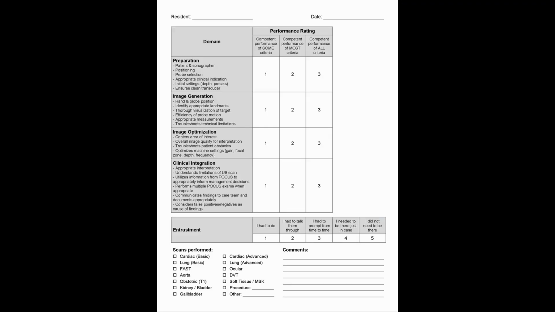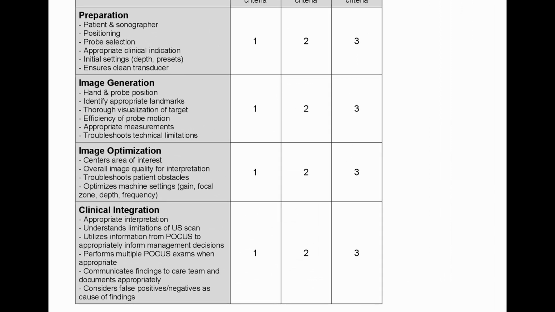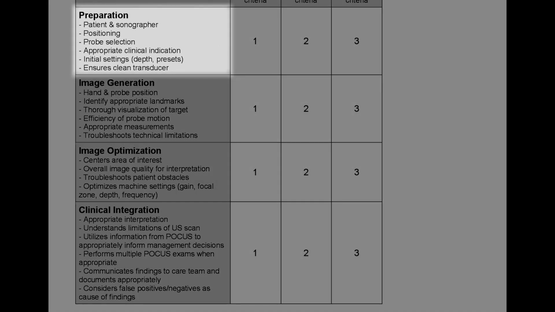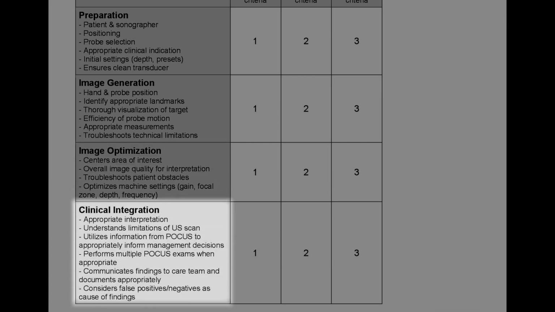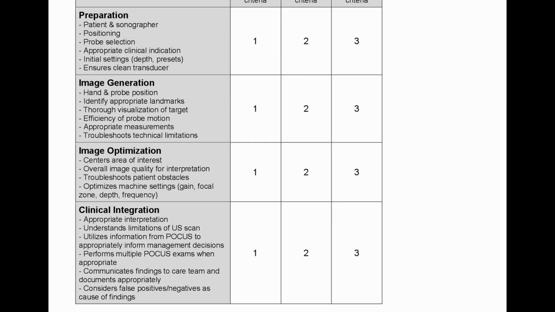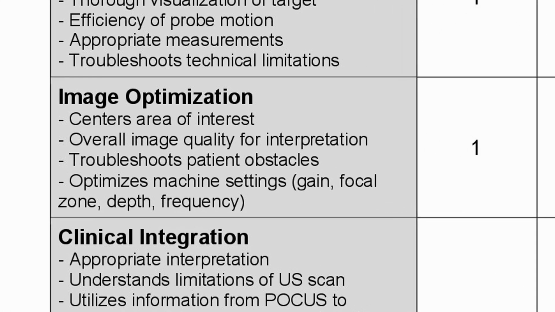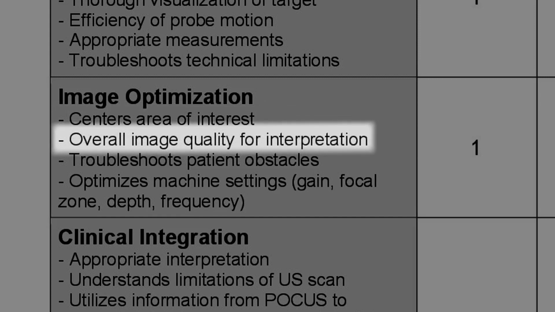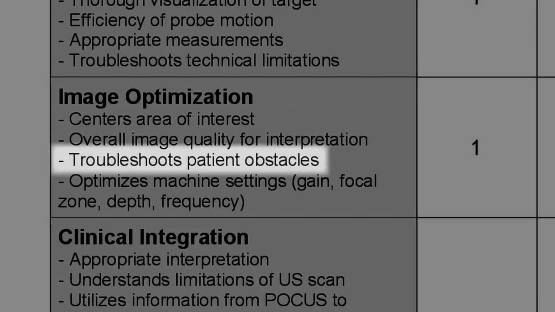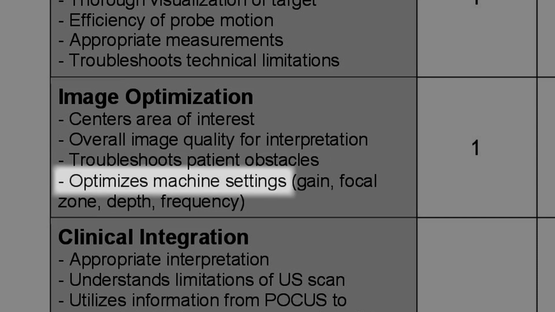The UCAT has you evaluate the resident on 4 different domains of skill, including preparation, image generation, image optimization, and clinical integration. Each domain includes a list of key behaviors that you're supposed to watch for. Like for image optimization, you should see them center the area of interest, and they should be able to generate an image of a reasonable quality, which might require them to troubleshoot obstacles like the patient's position or body habitus, and it might require that they fiddle with some of the machine settings like depth and gain.